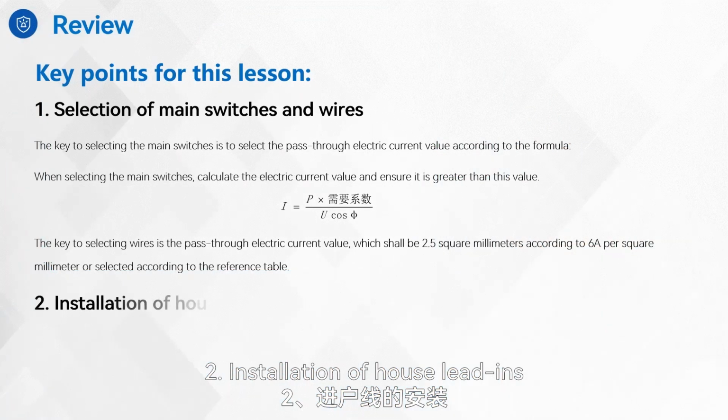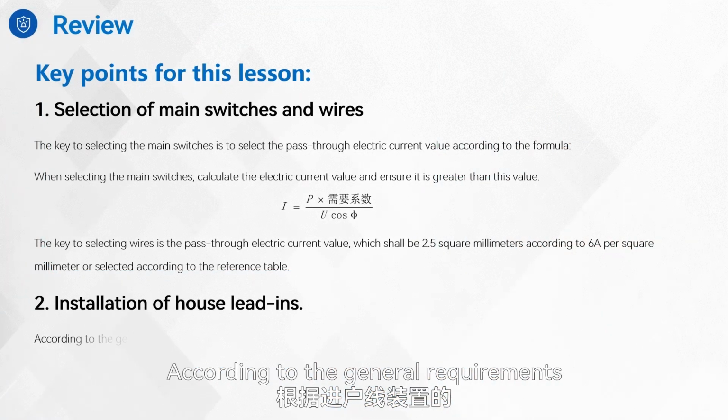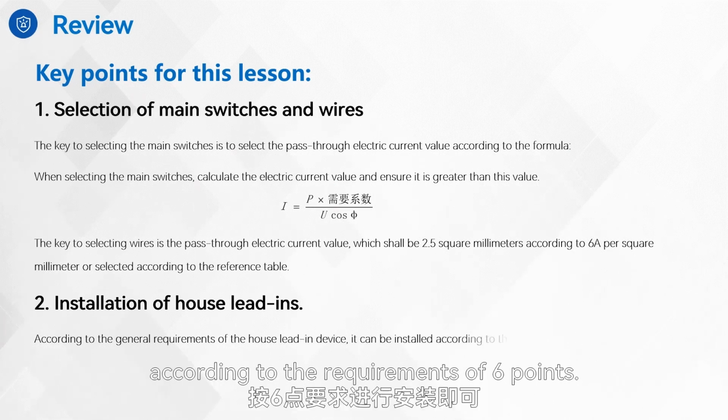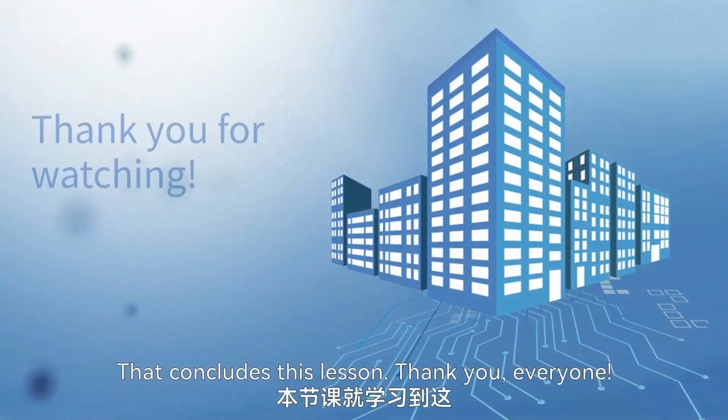2. Installation of house lead-ins. According to the general requirements of the house lead-in device, it can be installed according to the requirements of 6 points. That concludes this lesson.